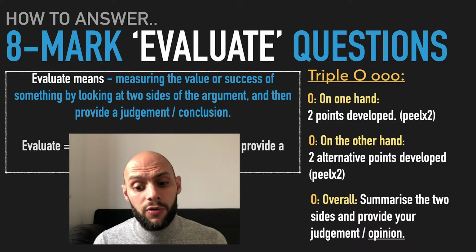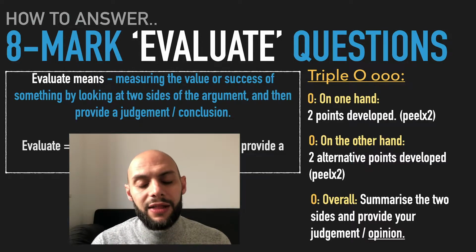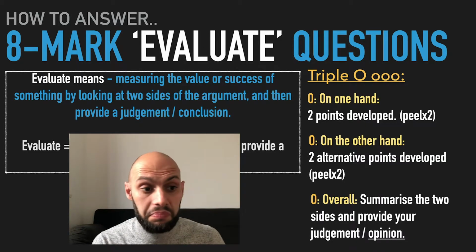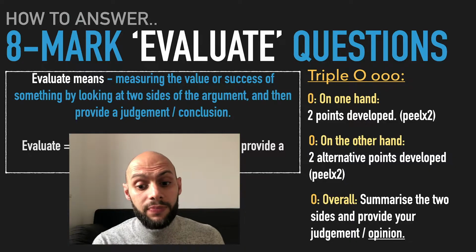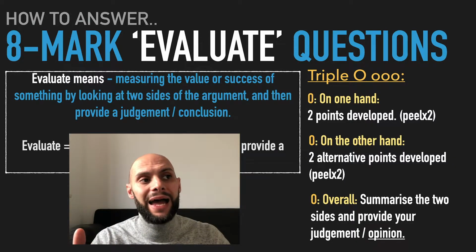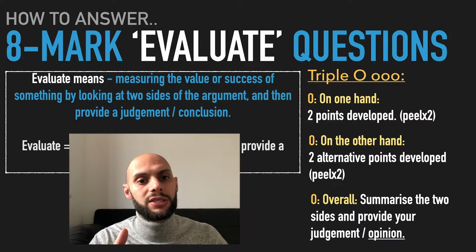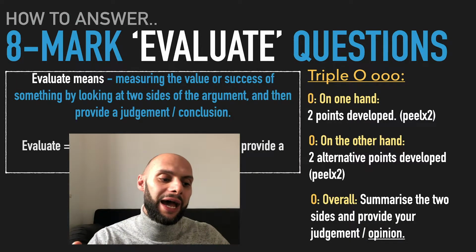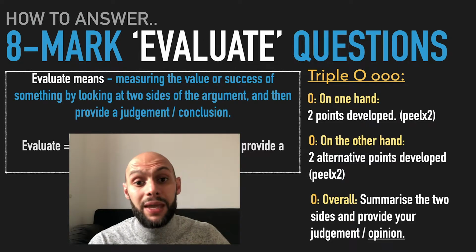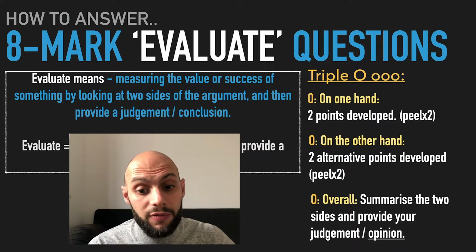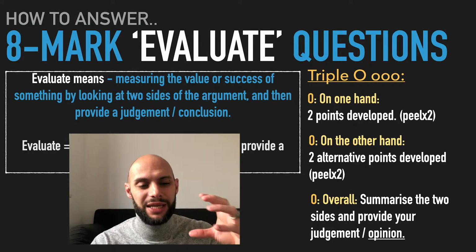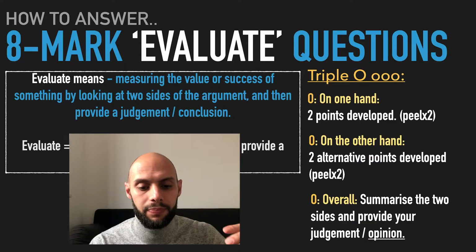So summarize. Overall, I believe that it was, for example, positive for this country, and you restate the reasons that you gave, and you also talk about the alternative. So you talk about the other side. You say, however, although these were the negatives of it, maybe you can talk about how these could be overcome. So the conclusion in an evaluate question has to be as chunky as the other paragraphs.